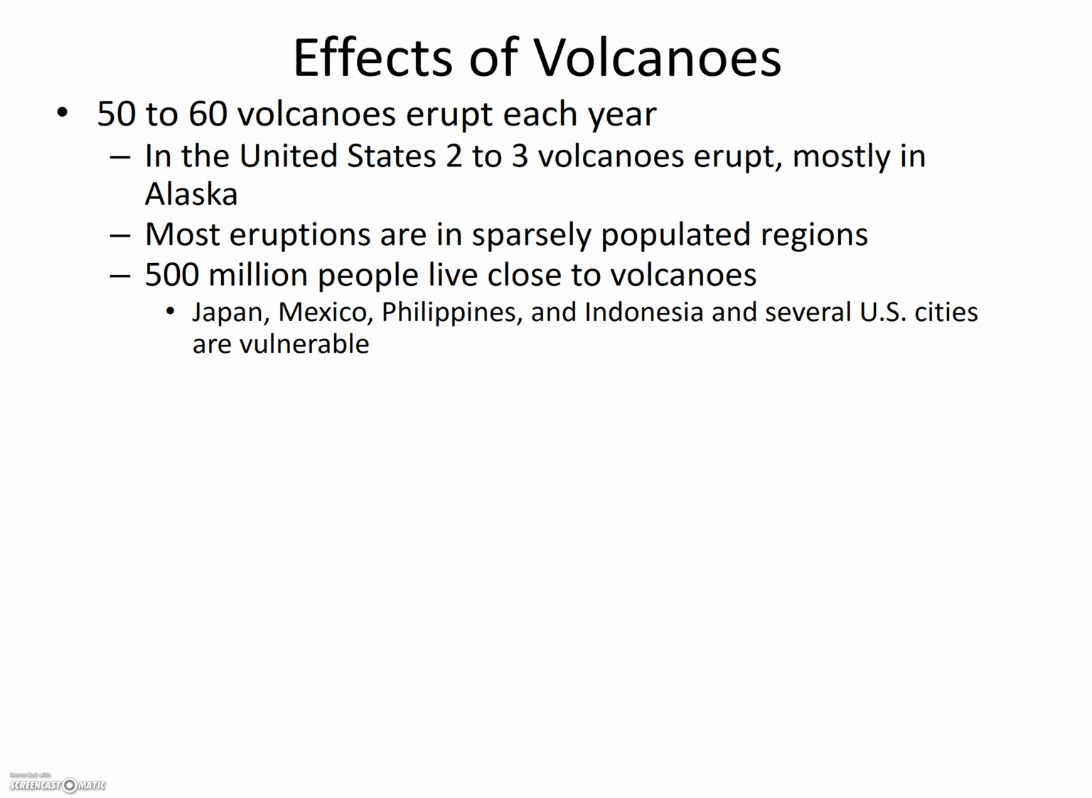About 50 to 60 volcanoes erupt each year. In the United States, 2 to 3 volcanoes erupt, mostly in Alaska. Most eruptions are in sparsely populated regions. However, about 500 million people live close to volcanoes. Vulnerable locations include Japan, parts of Mexico, the Philippines, Indonesia, and several U.S. cities, especially in the Northwest.